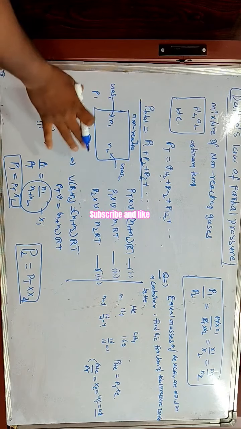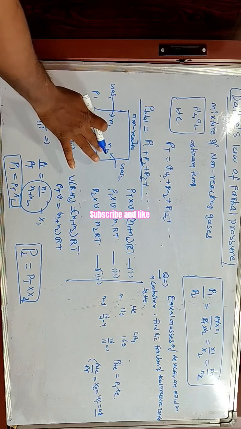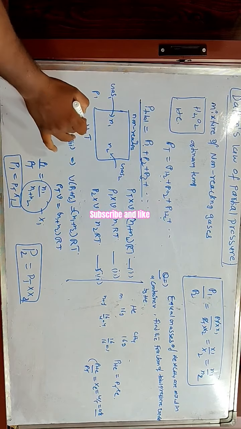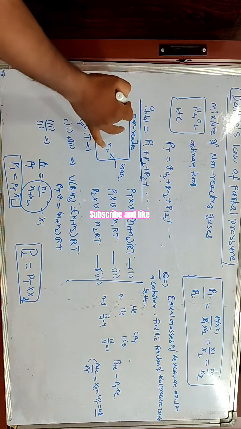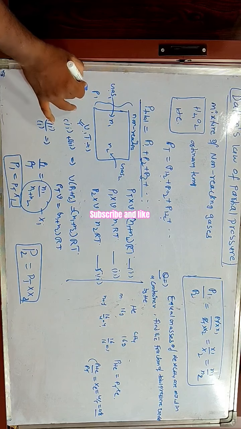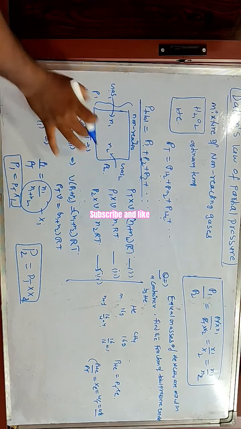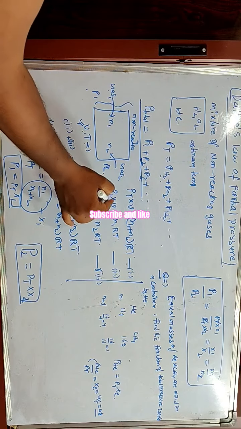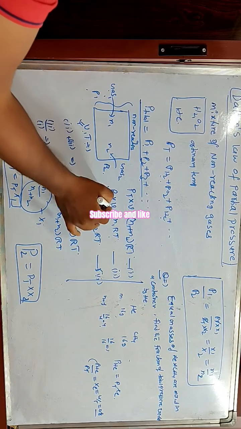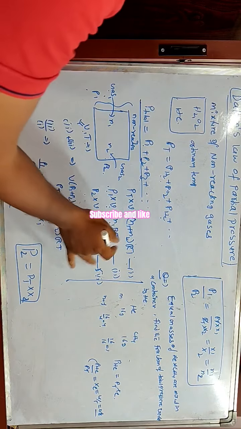If you take two different gases, how to derive this formula? Take number of moles N1 of gas 1 and number of moles N2 of gas 2. These two must not react, at constant volume and constant temperature. If you take this vessel, the volume is fixed and the temperature is also constant. Gas 1 exerts pressure P1, gas 2 exerts pressure P2. According to the ideal gas equation, PV equals nRT. Here gas 1 exhibits pressure P1, so P1 V is equal to N1 RT. For gas 2, P2 V is equal to N2 RT. These are the two equations.